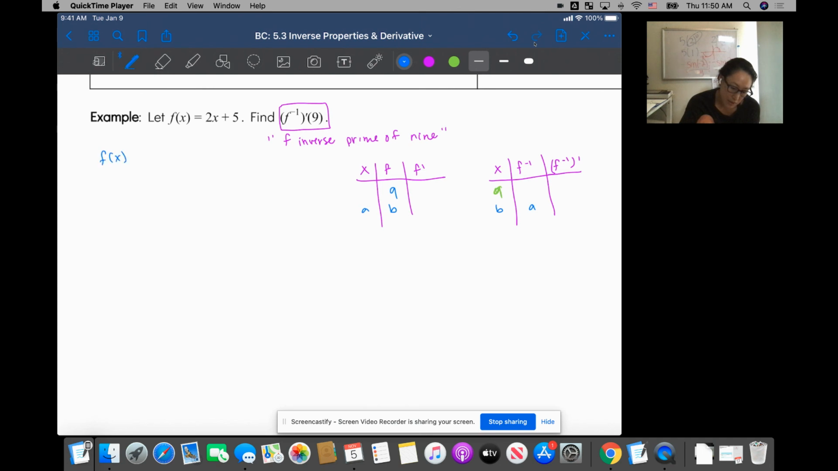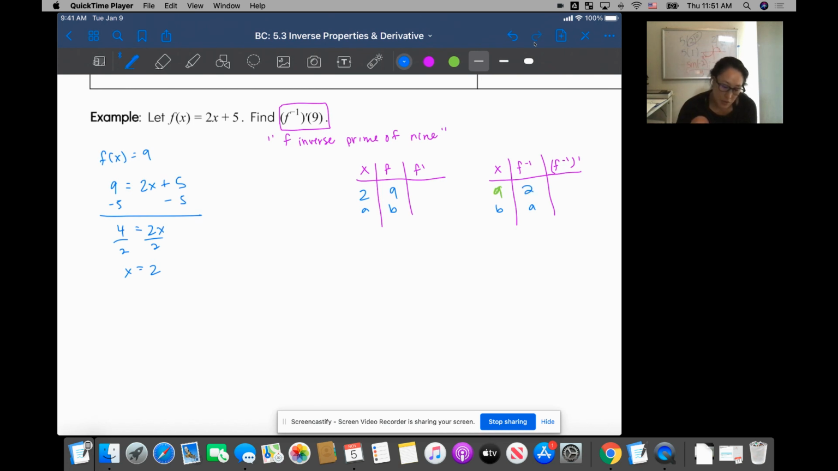So f of x equals, when is f of x going to equal 9? So 9 is equal to 2x plus 5. I'll subtract 5. Get 4 is equal to 2x, divide by 2. I get x is equal to 2. So when x is equal to 2, then the inverse has an ordered pair of 9, comma 2.